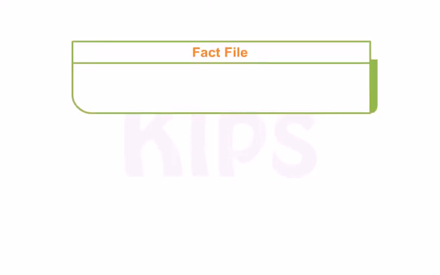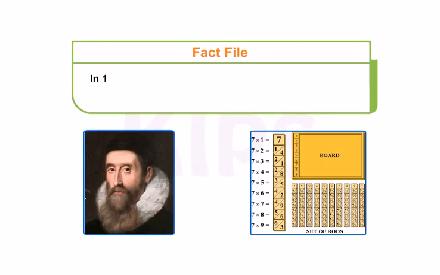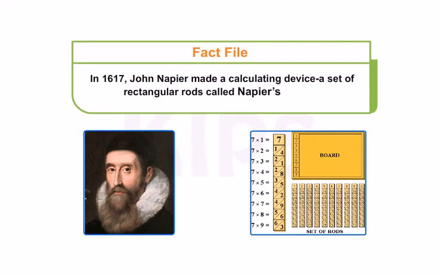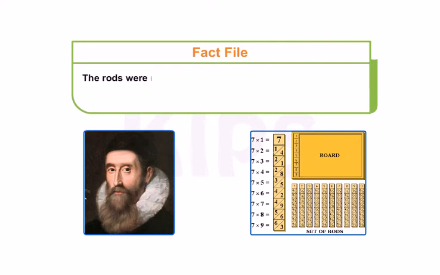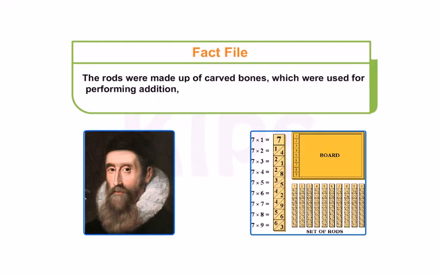Let me share an interesting fact with you. In 1617, John Napier made a calculating device, a set of rectangular rods called Napier's bones. The rods were made up of carved bones which were used for performing addition, subtraction, multiplication, division and square roots.